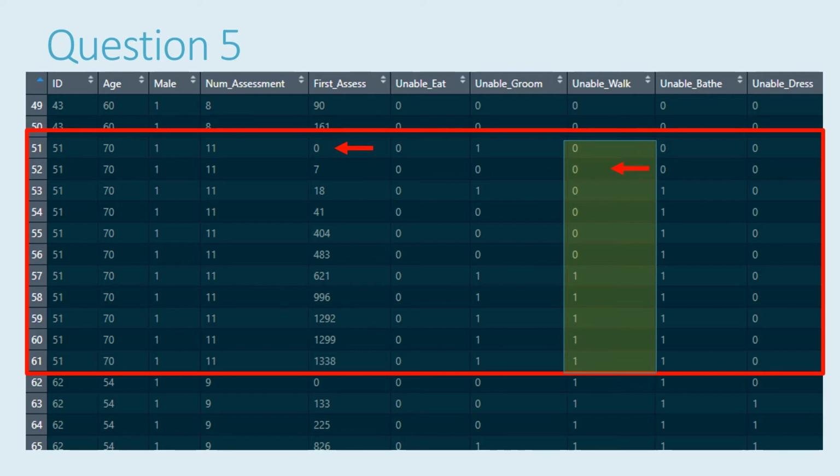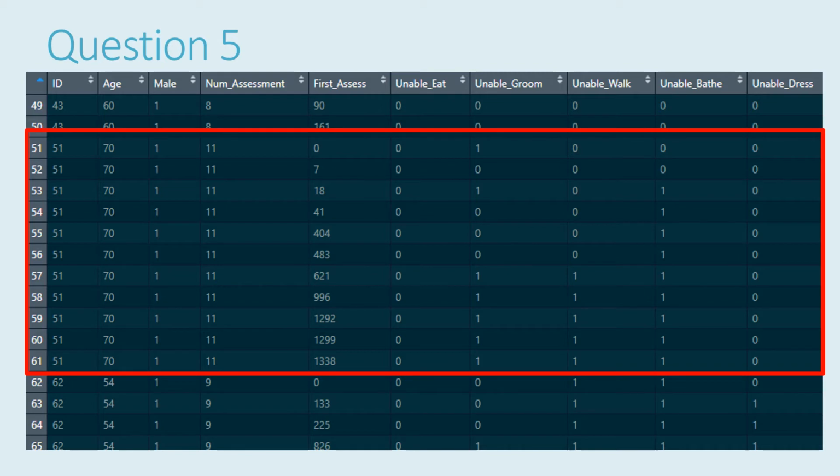So we're being asked if 180 days after first assess equals 0, was patient 51 able to walk given their other diagnoses? For their second assessment, was patient 51 able to walk after 7 plus 180 days given their other diagnoses? And 180 days after visit 6 on the 483rd day, was the patient able to walk? In this case, no. 42 days after their 6th visit, which would be day 663, they were unable to walk. What comorbidities may have contributed to that diagnosis?